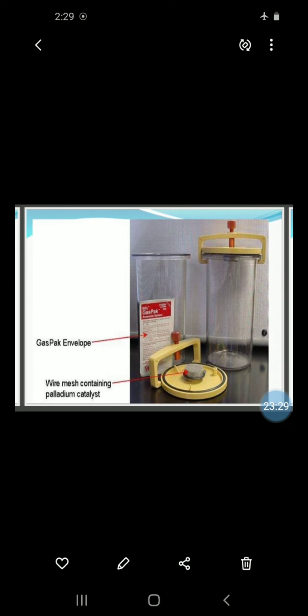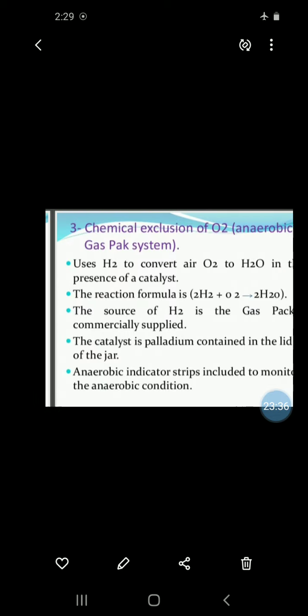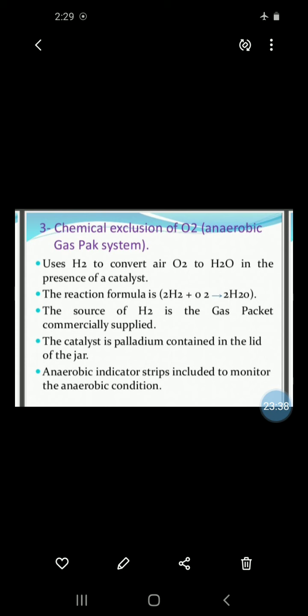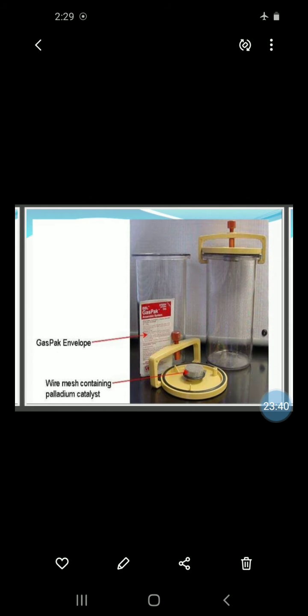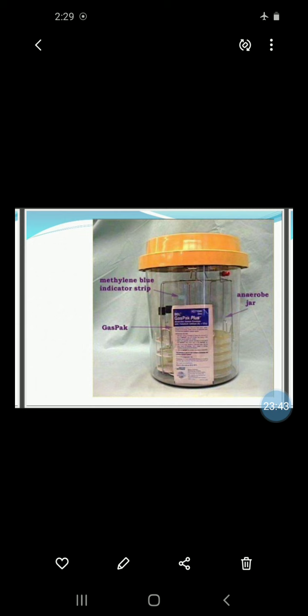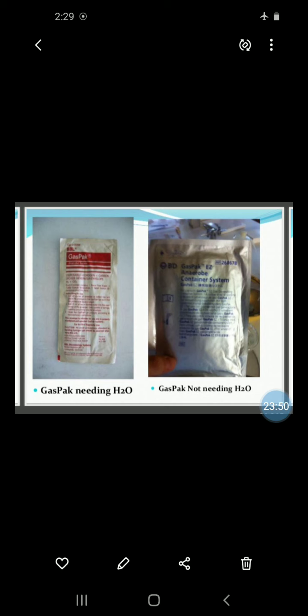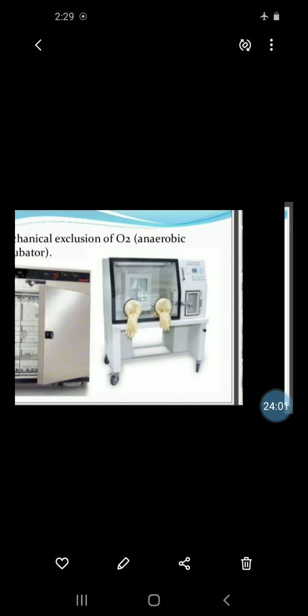Here we can see the gas pack envelope and the wire mesh containing the palladium catalyst. Here we can see the image of chemical exclusion of O2, that is the anaerobic gas pack system. Here we can see the gas pack system needing water, and the gas pack system that does not need water. There are two different images.